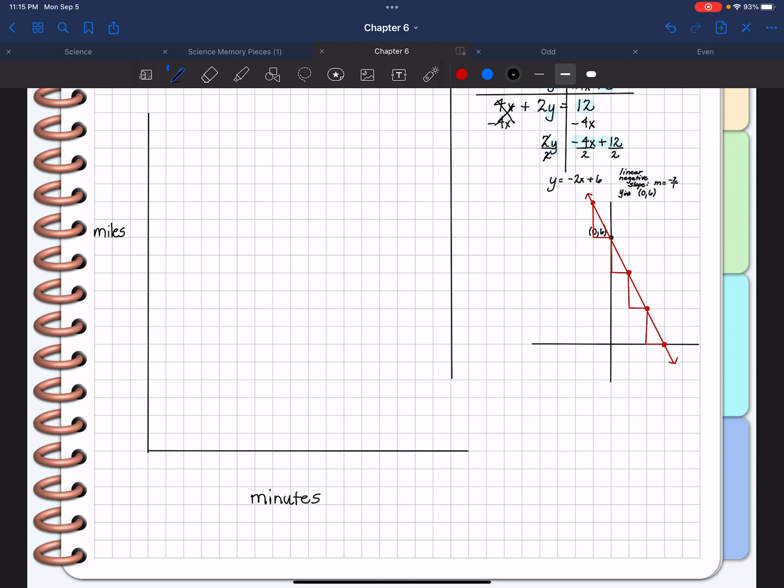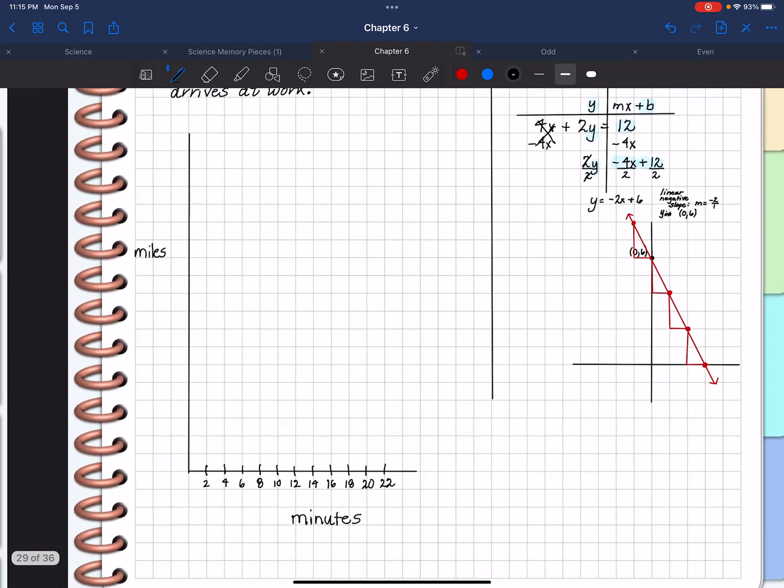And since I don't have enough room to do 1, 2, 3, and so on, I'm going to graph this by 2's. So here's going to be 2, 4, 6, 8, 10, 12, 14, 16, 18, 20, and I'm going to go one more to 22. Now we know that that's as far as we need to go because she only traveled for 20 minutes.